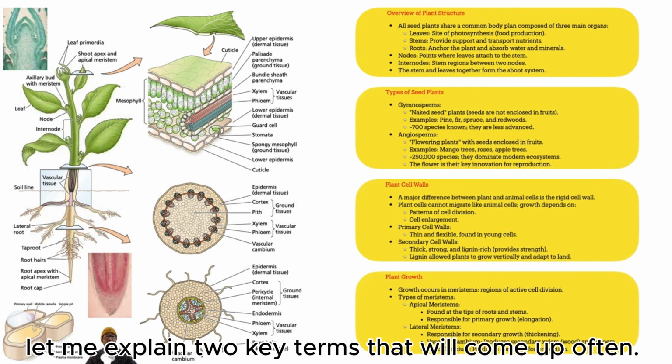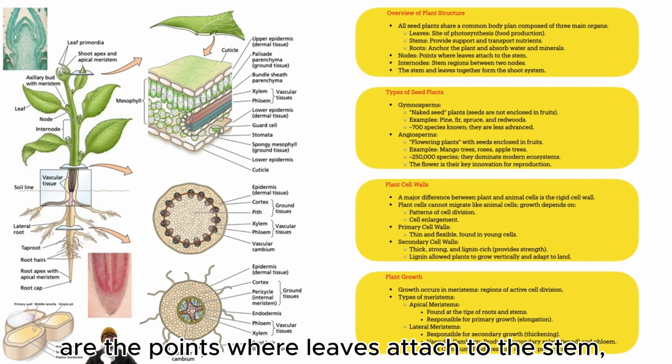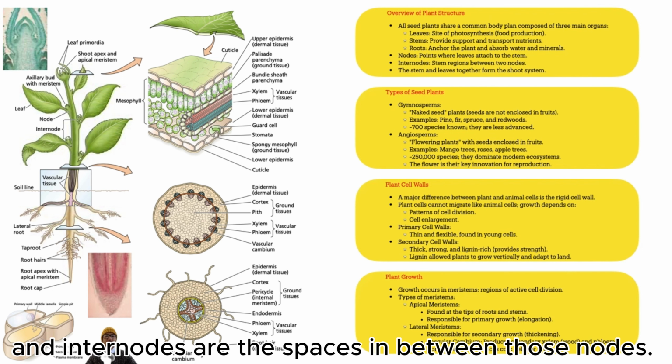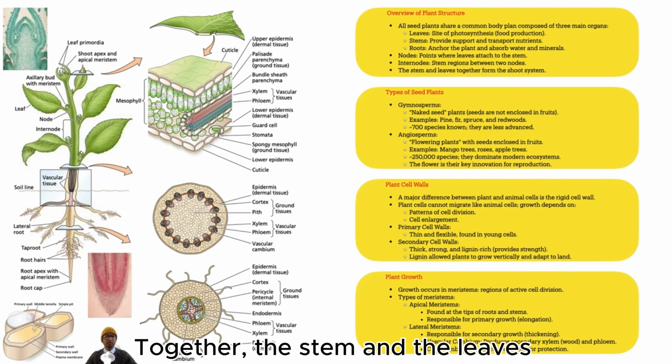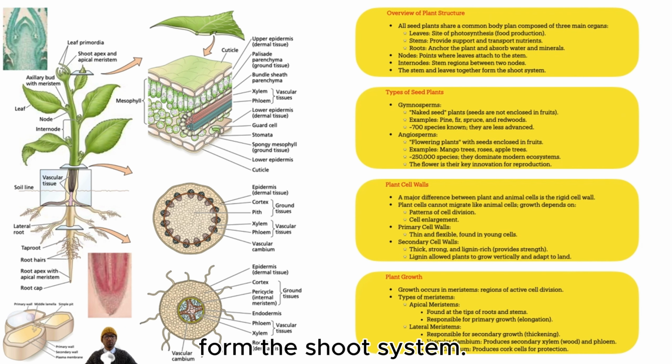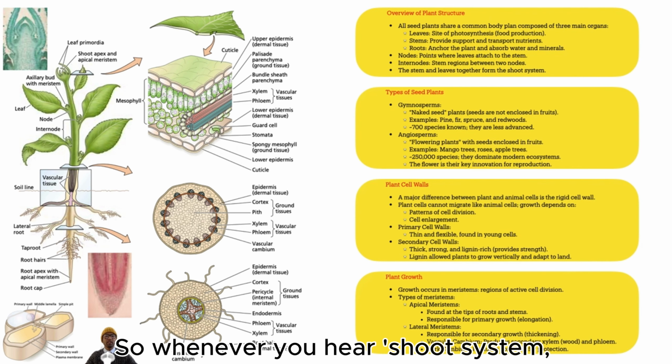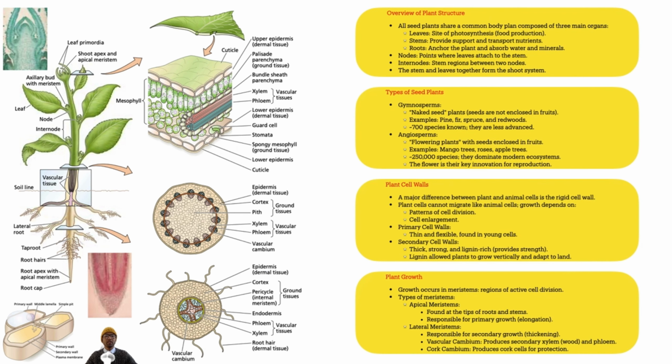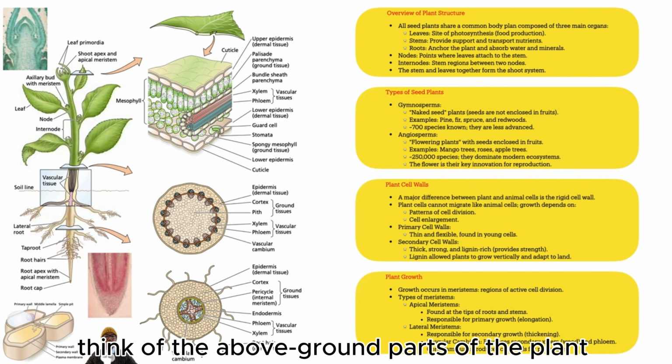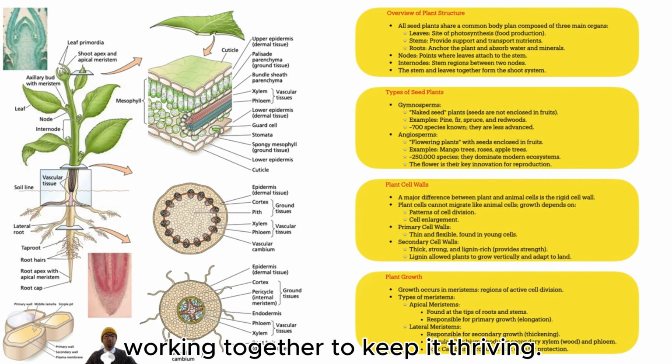Now, let me explain two key terms that will come up often. Nodes are the points where leaves attach to the stem, and internodes are the spaces in between those nodes. Together, the stem and the leaves form the shoot system. So, whenever you hear shoot system, think of the above ground parts of the plant working together to keep thriving.